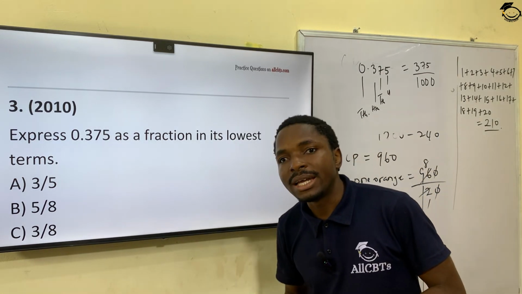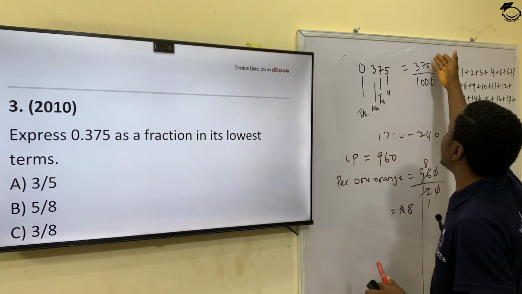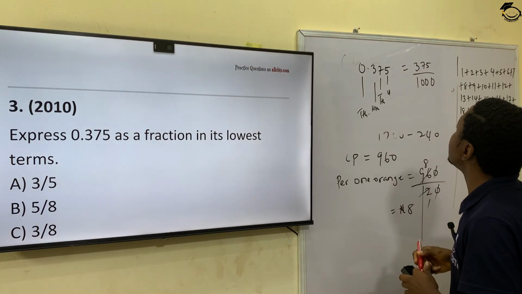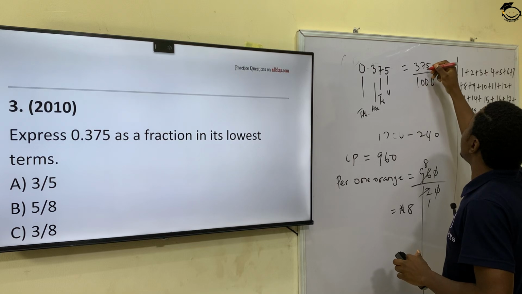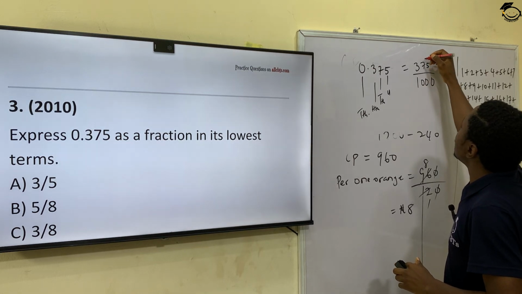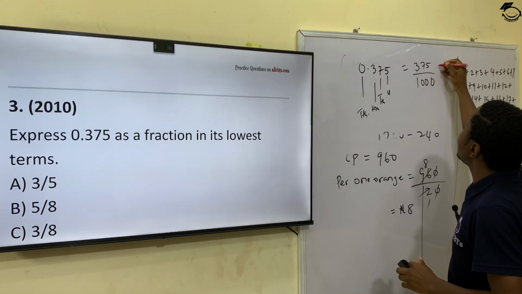Then you can now divide. So you divide using a common multiple. So let's say we are using 5 now. We use 5 to divide 5 in 37. You have 5, and you have 7.